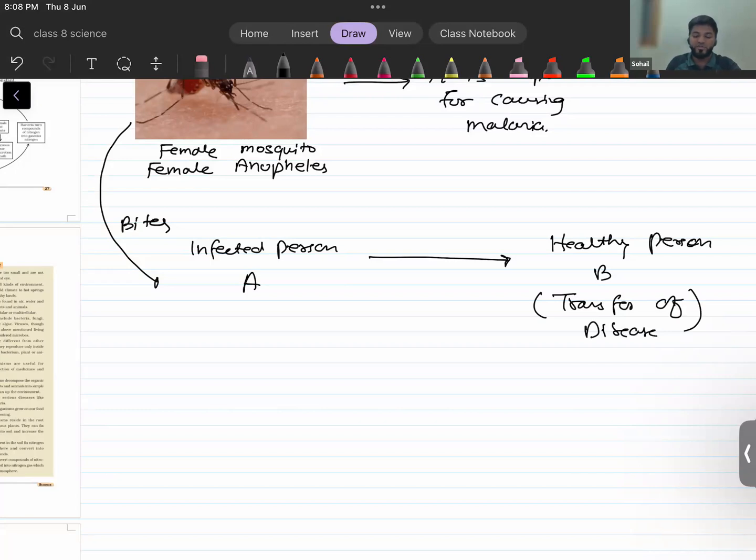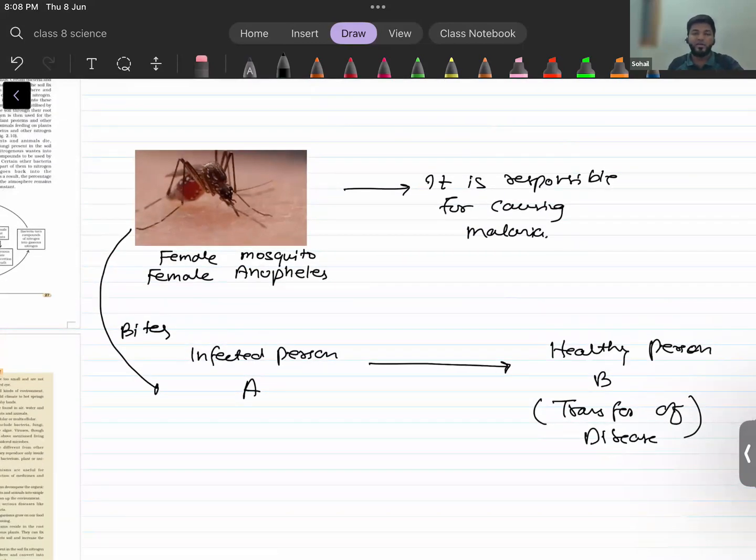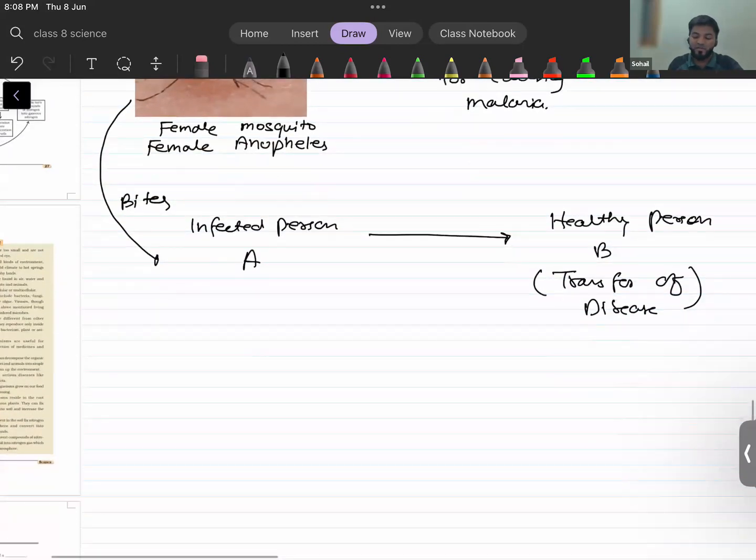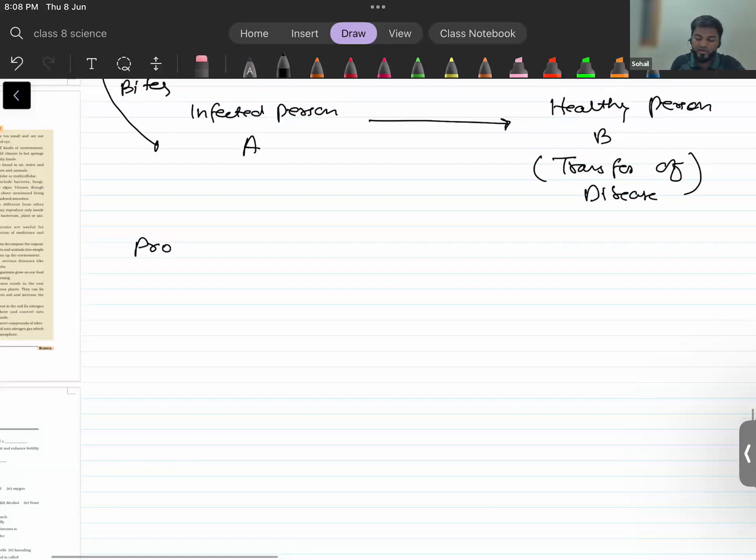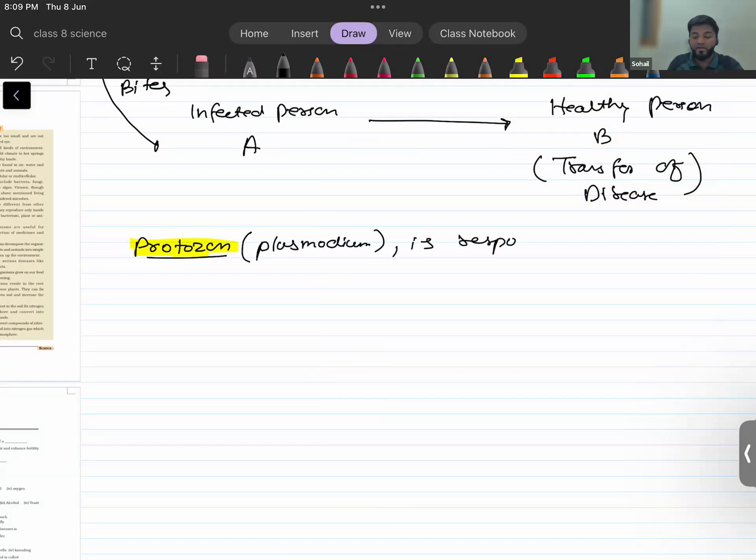Now let's talk about the microorganism which is basically responsible for causing malaria. The female Anopheles here is only a carrier. But the microorganism responsible for malaria is a protozoan. Remember, in the beginning, I told you that there are different classifications of microorganisms. One of them is protozoan. Remember? So there is a protozoan called Plasmodium. So protozoan Plasmodium is responsible for causing malaria.